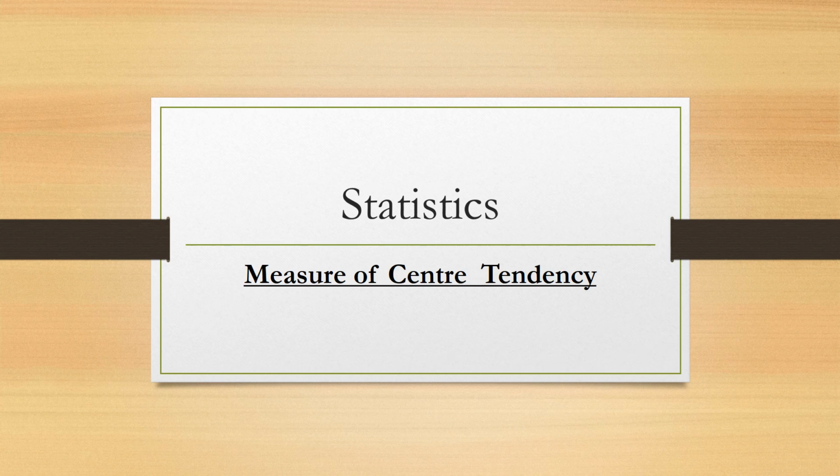So today we will discuss measure of central tendency. In measure of central tendency, we will discuss three main topics. The first one is mean, then median, and then mode. Okay dear student, first we will discuss mean, then median, and then we will discuss mode. So let's have a look dear student.